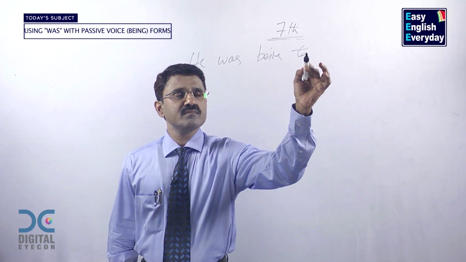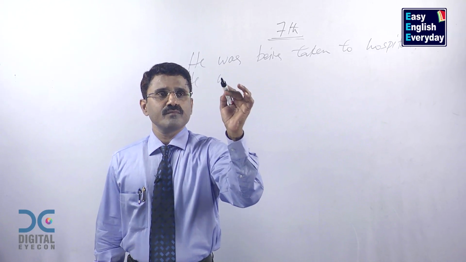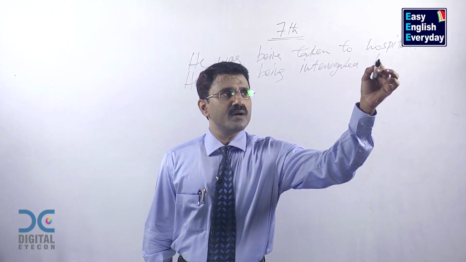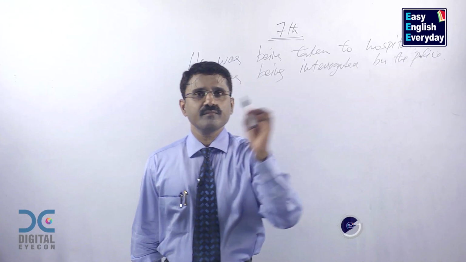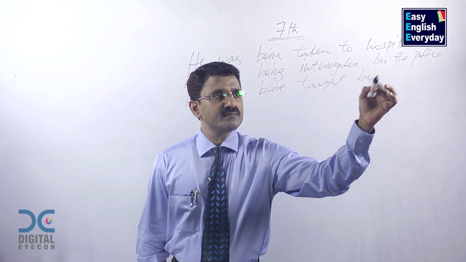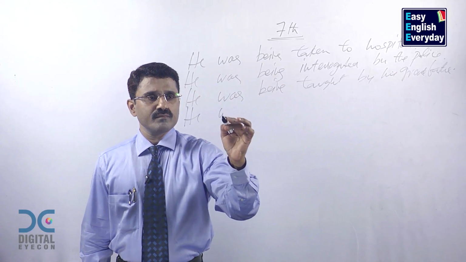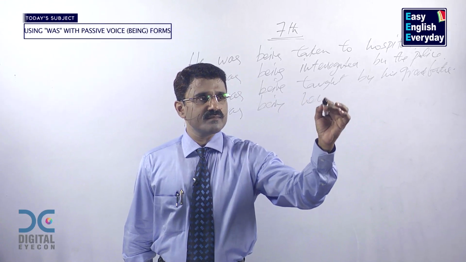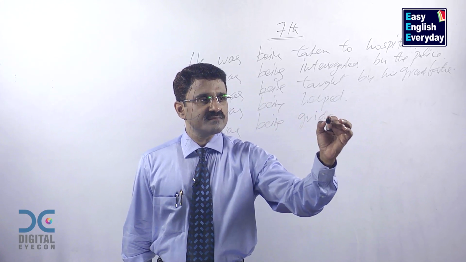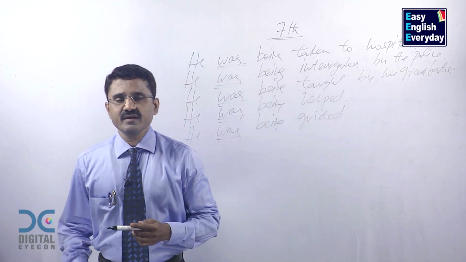He was being taken to hospital. He was being interrogated by the police. He was being taught by his grandfather. He was being helped. He was being guided. This is the 7th way of using "was" in the English language to make sentences.